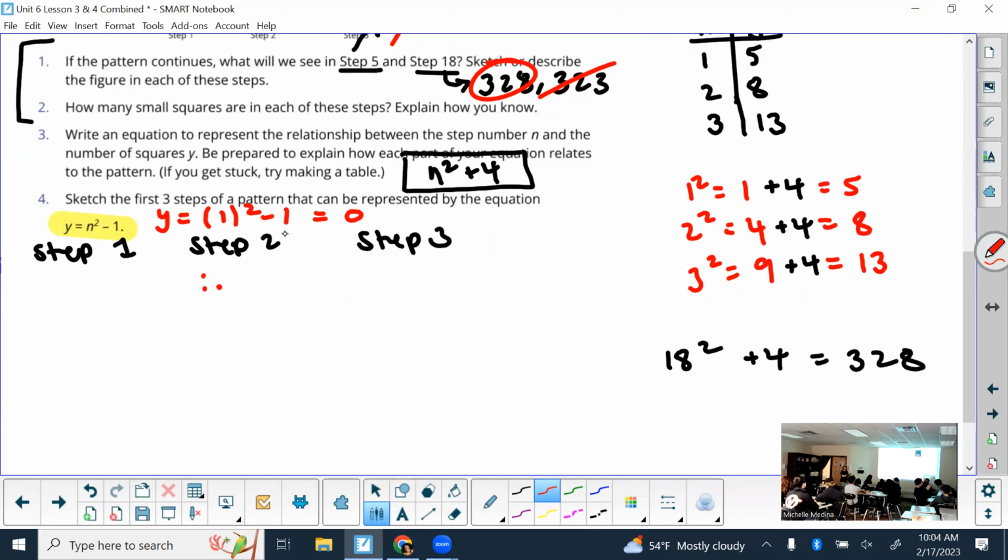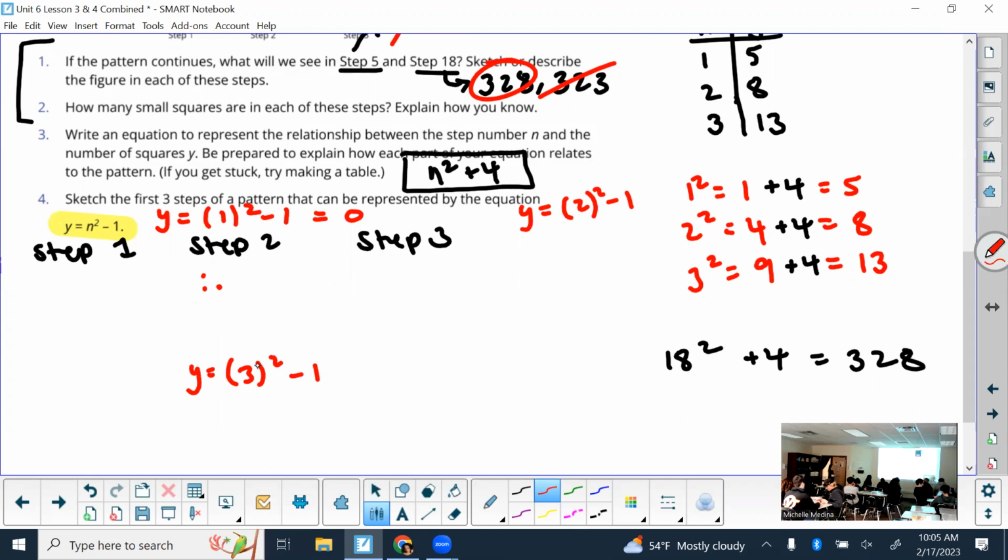No? All right, so for that one, you plug in the step number for n. N represents step number. N represents like nth term. So whatever term they want you to find, like the second term, you just replace for the n. So 2 squared minus 1, what's 2 squared? 4. Minus 1, you would get 3 squares. Step 3 then would have how many squares?